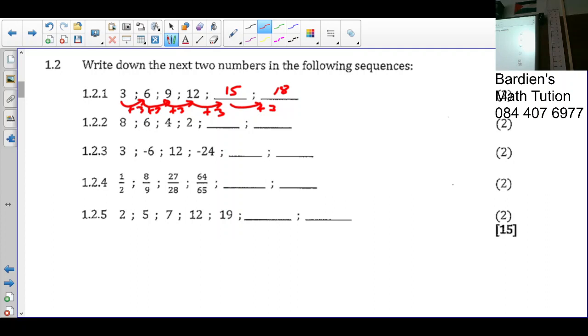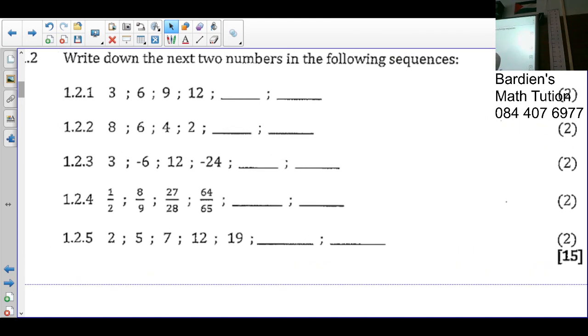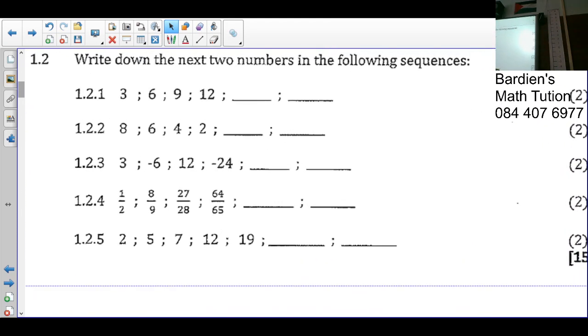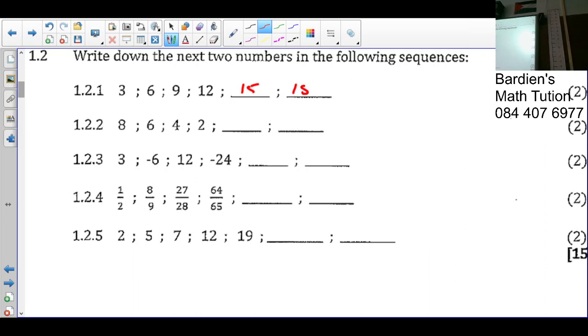Yes. Right. Next. So you're going to enlarge this a bit. The next one. So it's going to be plus 3 is 15 and 18. How do I move from here to the next one? Minus 2. Minus 2. So it's 0 and negative 2. You all agree with that?